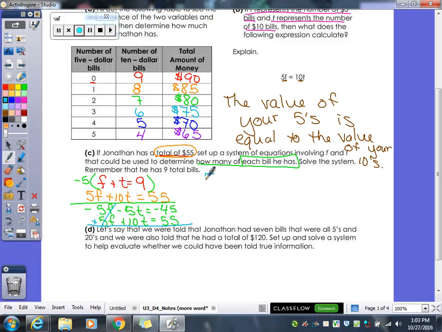-5T plus 10T. Yep. And then -45 plus 55, that's 10. So 5T equals 10. Divide by 5, and T equals 2. So that means we have 2 $10 bills. So how many $5 bills does he have? I'm going to plug it back into the first equation. So F plus 2 equals 9. So F would equal 7. Yeah, subtract your 2, we get F equals 7.